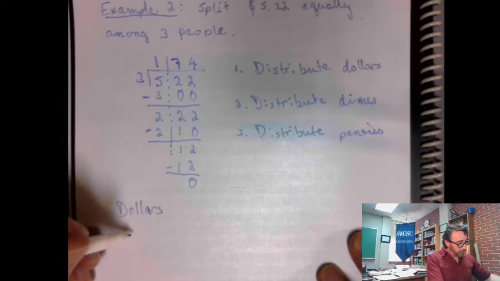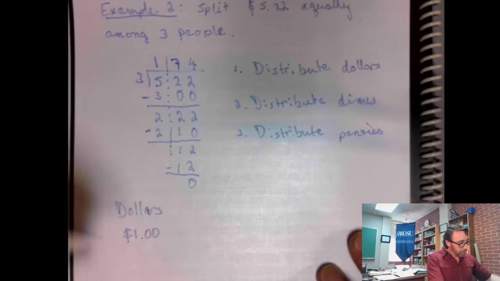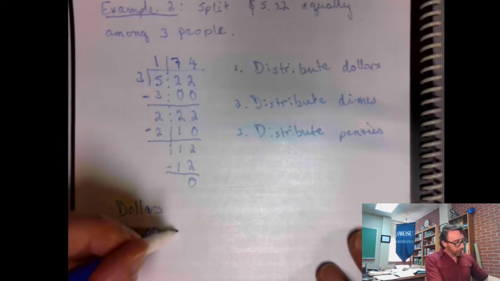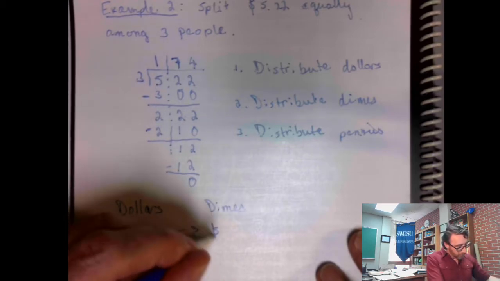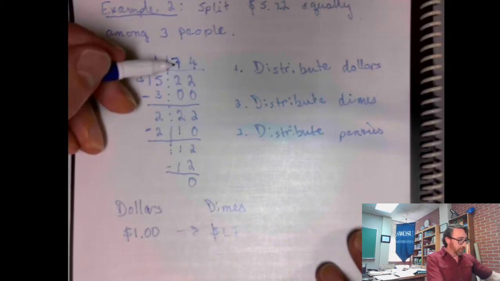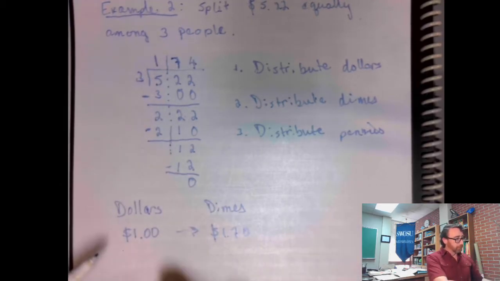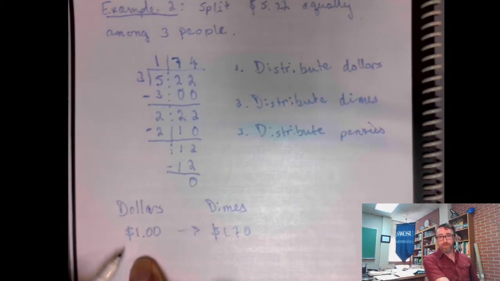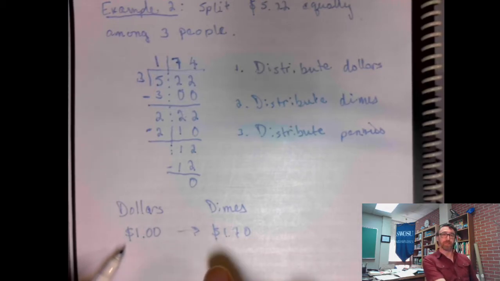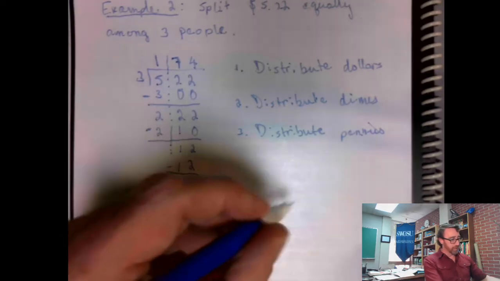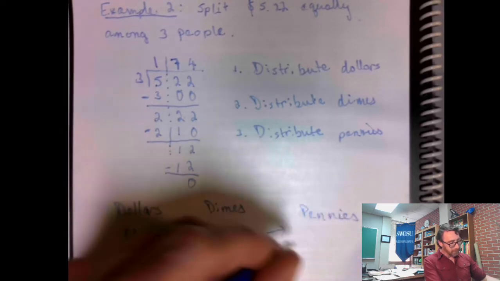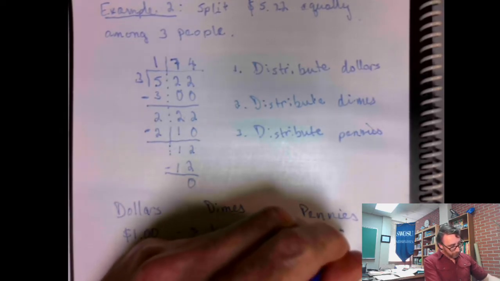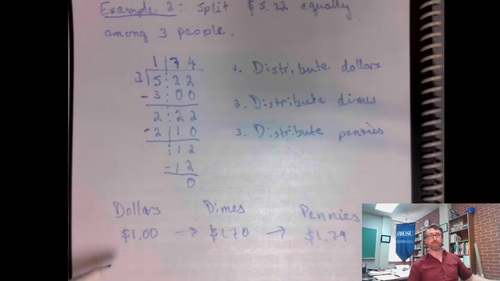So we've got our $5.22. Okay, so each person's going to get $1. And then when we go to the dimes stage, we saw that each person would get 7 dimes. So after the stage of distributing dollars, each of the people has $1. After the dimes distribution stage, each of the people has $1.70. And then finally we're down to distributing those pennies. So now each person has $1.74.